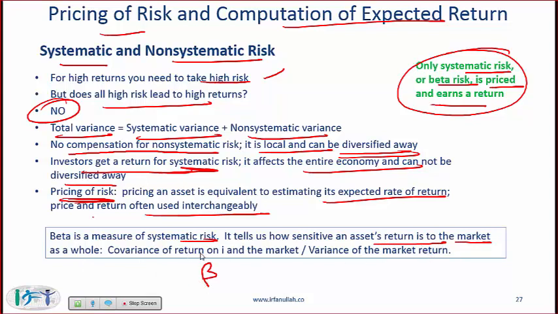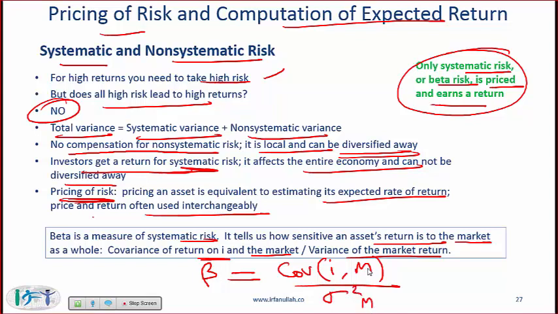Beta is the covariance of the return on that asset with the market divided by the variance of the market. In symbols, you will see it written like this: covariance of a given stock i with the market divided by the variance of the market. So you can remember either this symbolic form or the English form, but remember at least one of these.